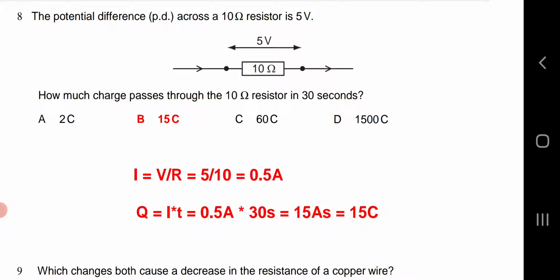Now we have to find the value of the charge. So charge is given as the current multiplied with the time. Current should be in ampere and the time should be in second. So the current is 0.5 ampere, the time is given as 30 seconds. So the amount of charge is 0.5 ampere multiplied with 30 seconds, and that is 15 ampere second. And ampere second is another unit for coulomb. So it is 15 coulomb. Option B.